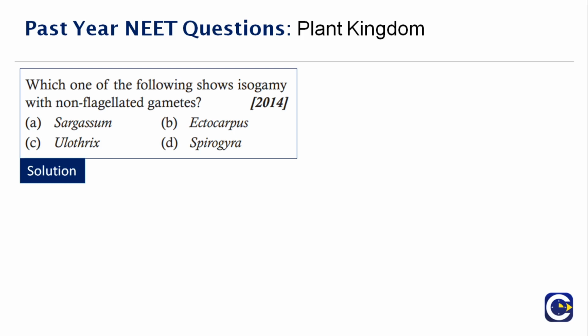You have different categories, right? Now, when I say isogamy, they'll be morphologically similar but physiologically different gametes. Morphologically means physically, when they appear, they will look the same. But when you go to the internal structure, they will be different. Fusion of gametes will be of similar size.